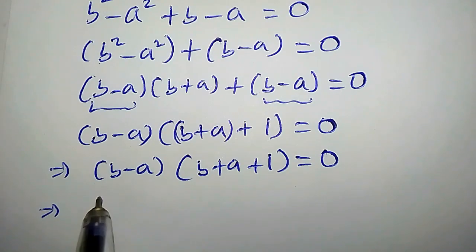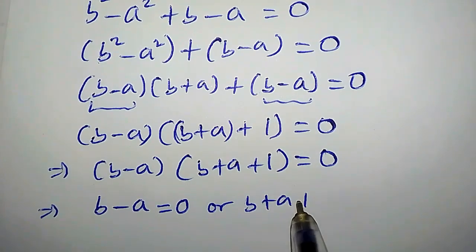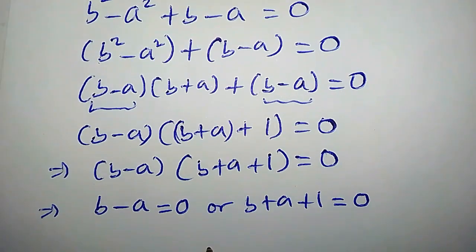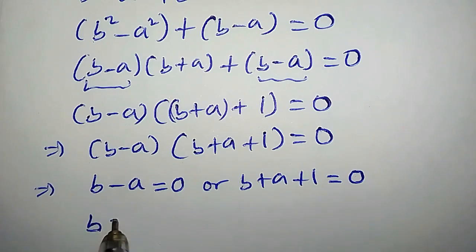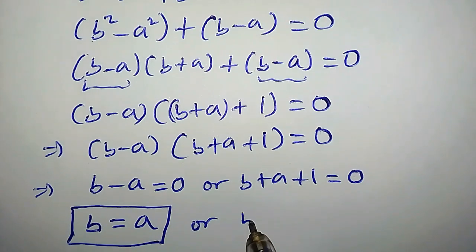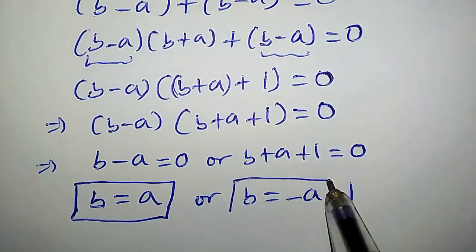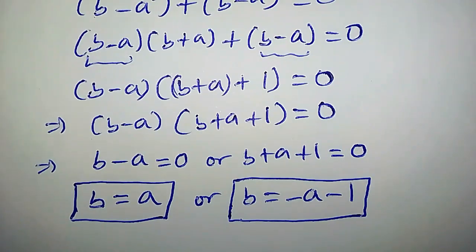This means that b minus a is either equal to 0 or b plus a plus 1 is equal to 0. From this line, b is equal to a. Take note of this, it is very important. Or also from this line, we have b equal to minus a minus 1. Try to take note of this also. We are going to use it later.